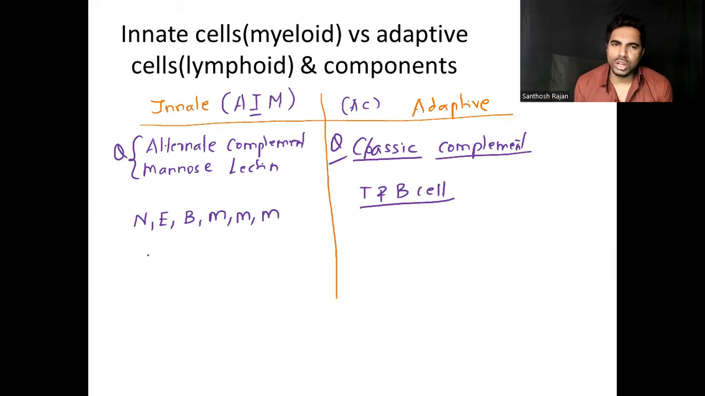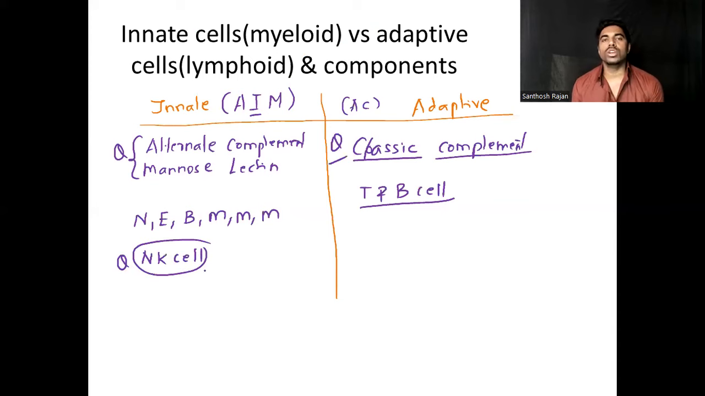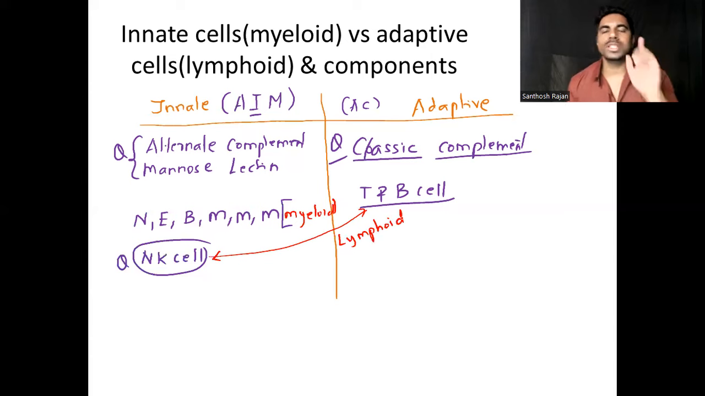I'm not going to stress on that. One important thing is the natural killer cell. Why am I stressing natural killer cell again and again? This question will be asked because it actually belongs to the lymphoid series. So like T and B cells, natural killer cells are also lymphoid. But it comes in innate because these cells you're seeing above come from the myeloid series, whereas natural killer cells, T cells and B cells come under the lymphoid series. That's what they can ask you: which of the lymphoid cells has a role in innate immunity, meaning natural killer cell.